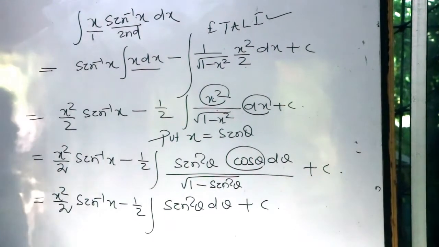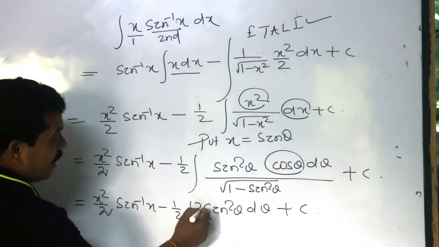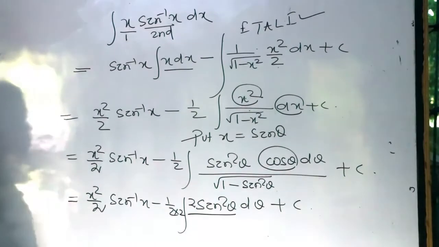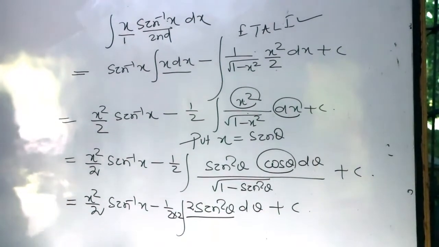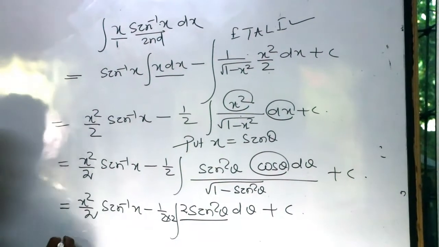We can evaluate sine square theta easily by multiplying by 2 here and also 2 here, because instead of 2 sine square theta we can write 1 minus cos 2 theta, which can be integrated directly.